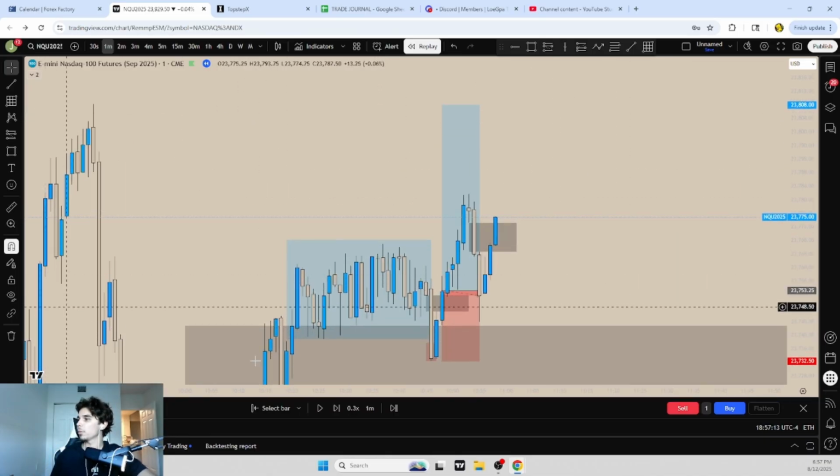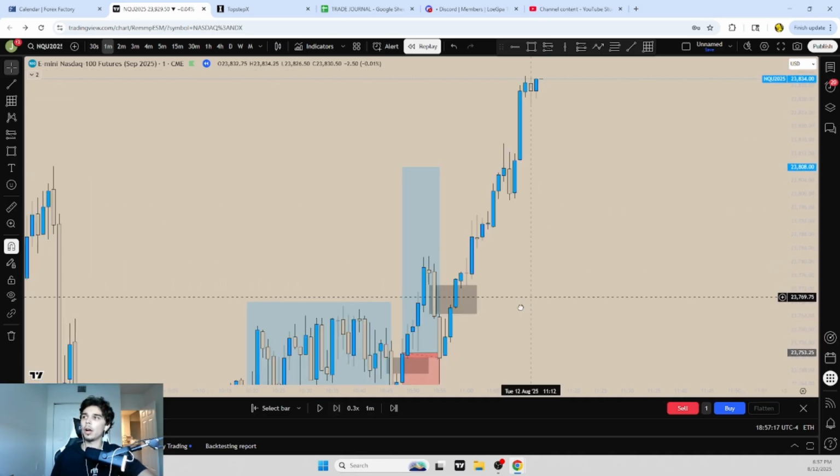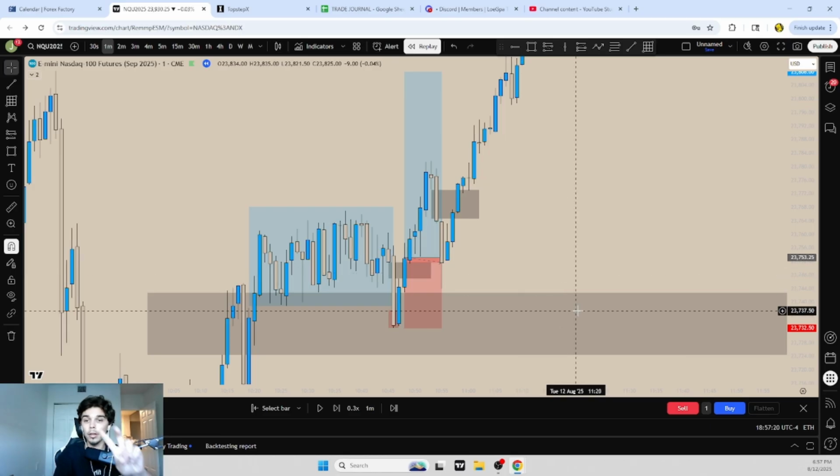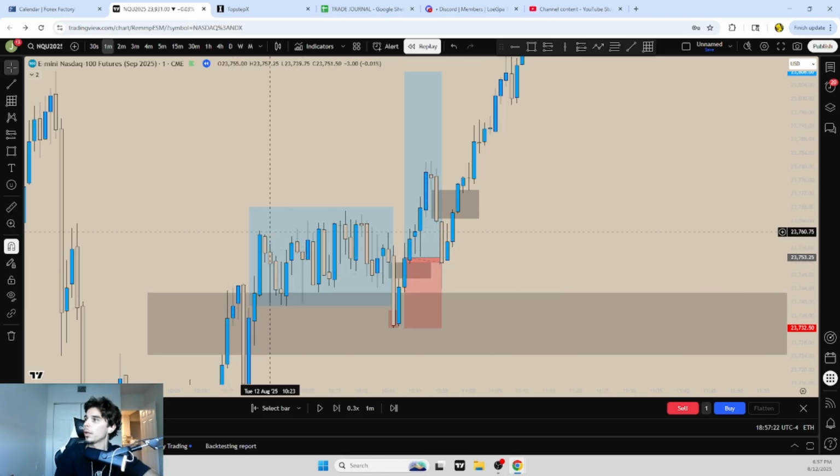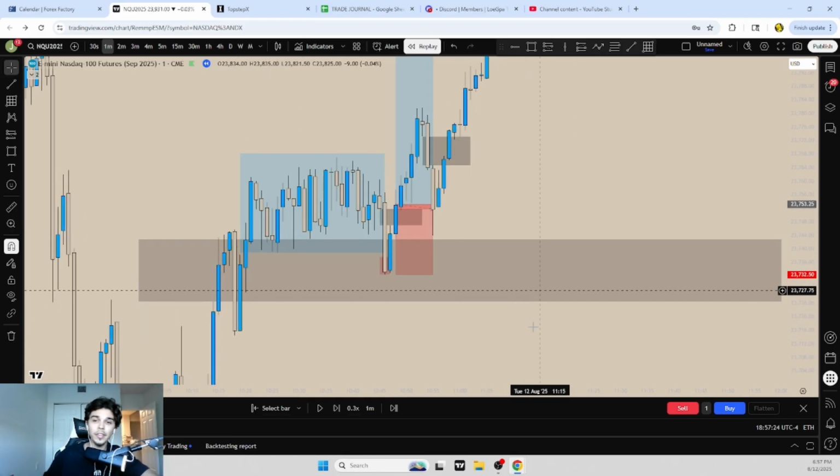But what did price end up doing? It ended up going to all-time highs, right? So here's an example of a lower time frame PDI, right? On the 1 minute, accumulation, manipulate into a 15-minute fair value gap, which is perfectly fine. This is a continuation model PDI.